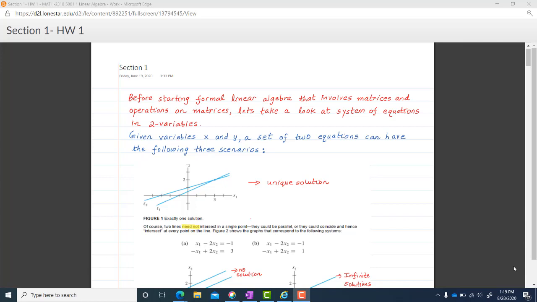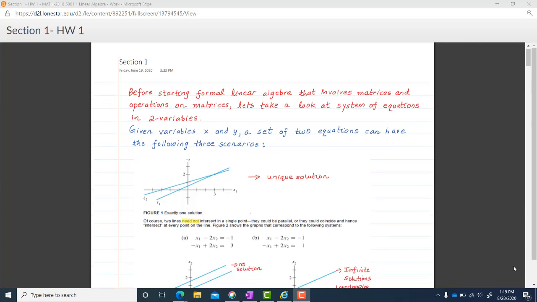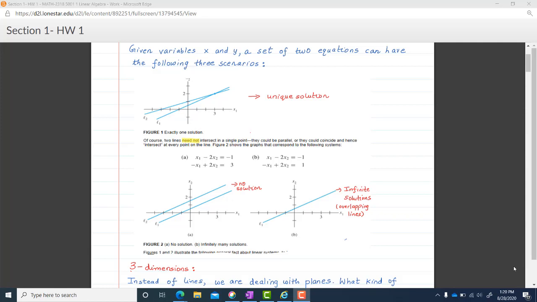Now, in your earlier courses, whatever it was, pre-calculus, college algebra, or calculus, you might have seen systems of equations in two variables or maybe three variables. Usually they had two equations in two variables or three equations in three variables. That's mostly what you have seen. And what were the scenarios when you had two equations in two variables? As you can see on my screen, the lines are intersecting.